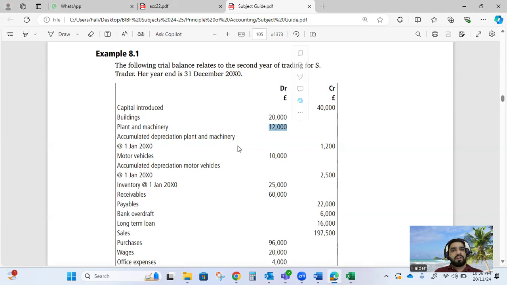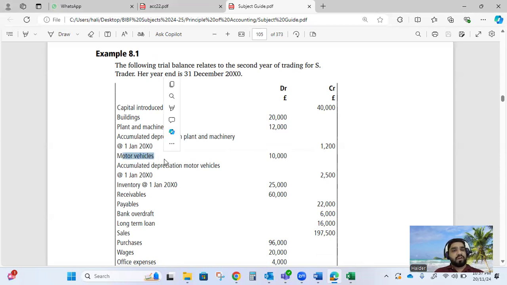And if the examiner gives you the information about the calculation of depreciation of plant and machinery based on the diminishing method, then we have to subtract accumulated depreciation from the cost, and then we will get the remaining net book value. And then we will use that net book value in our depreciation calculation. So remember this trick.